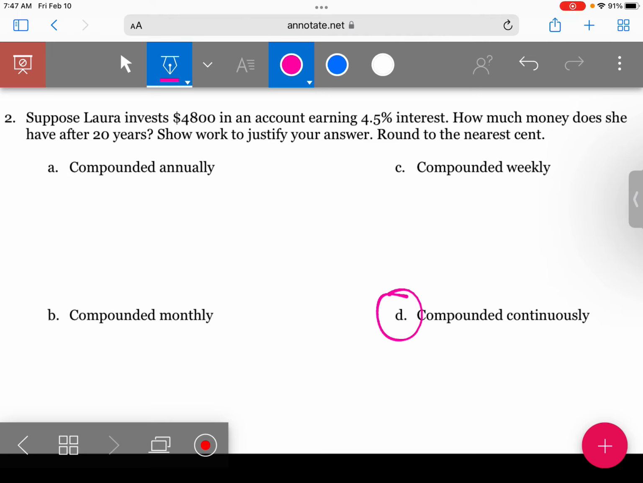Oh, I didn't actually calculate it. Sorry. What'd you get? Yep.